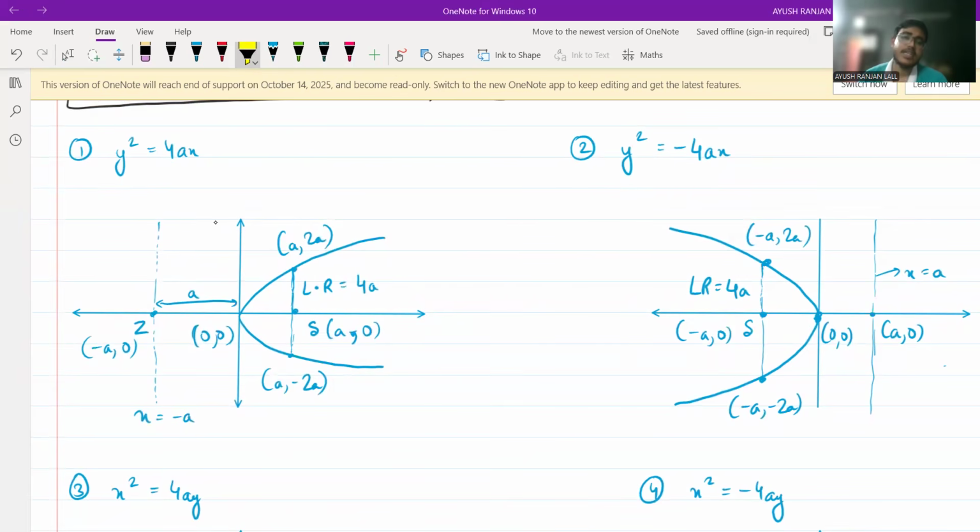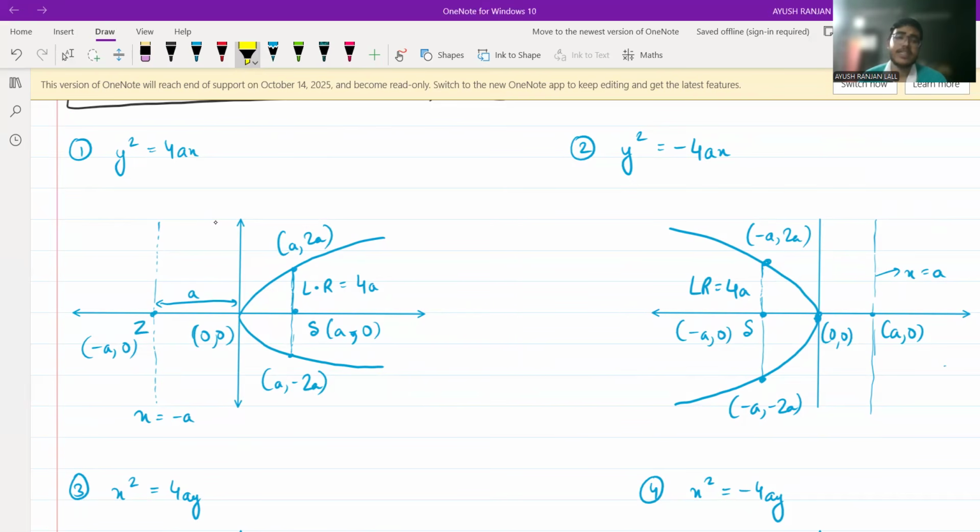Next, let's see the latus rectum. The latus rectum is the line which is perpendicular to the axis, or axis of symmetry, and also passes through the focus. The focus is here, a comma 0. It is perpendicular, so its x coordinate will be the same, a and a. So the y coordinates will be 2a and minus 2a. If you use the distance formula, you will get 4a.